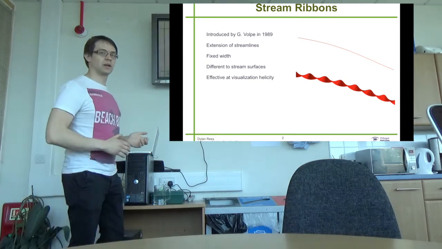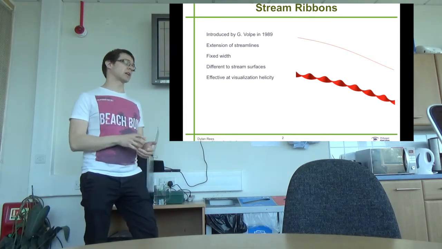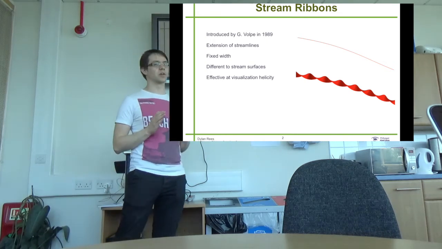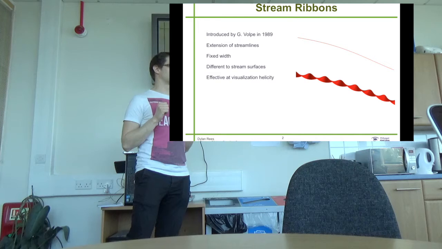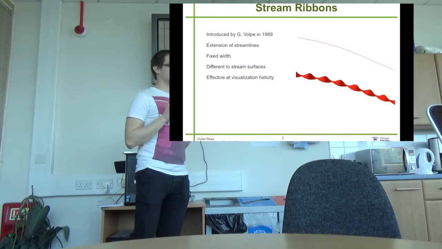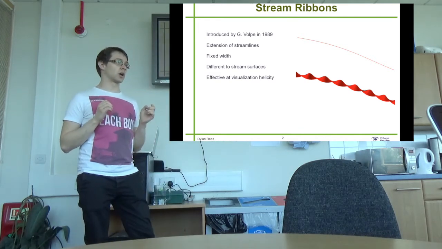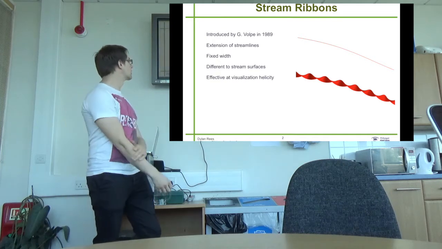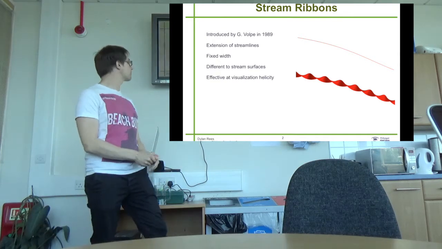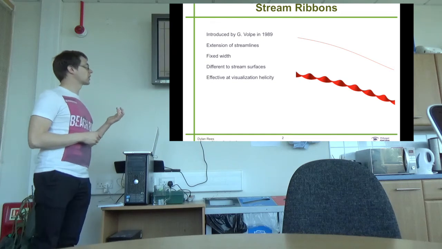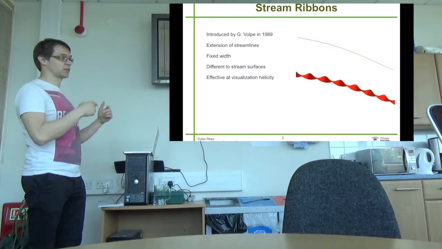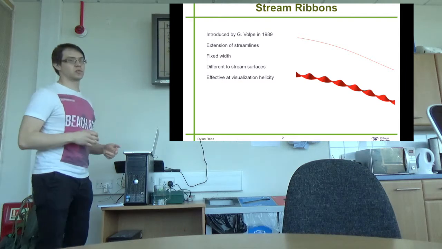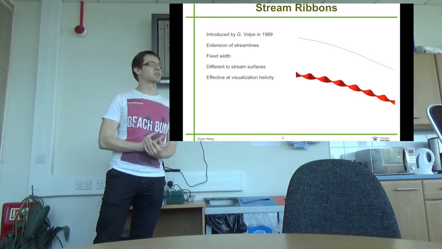Stream surfaces, which I also mentioned, are slightly different again in that they don't have the fixed width that the stream ribbon does. Stream surfaces are constructed by drawing a surface between two streamlines usually, which is different from stream ribbons. Stream ribbons, like I said, are effective at showing the twisting motion. This twisting motion is known as helicity.